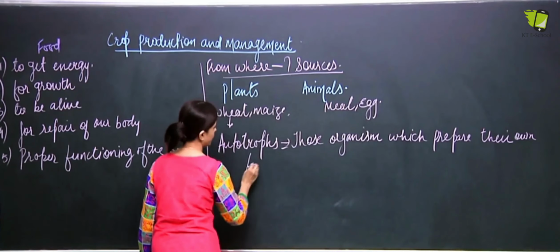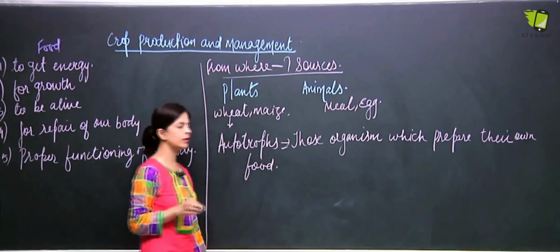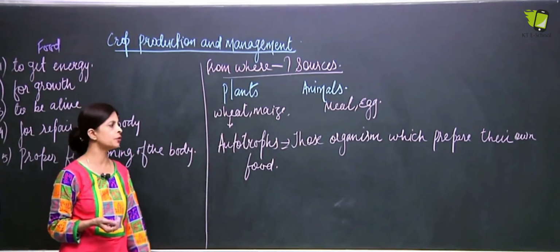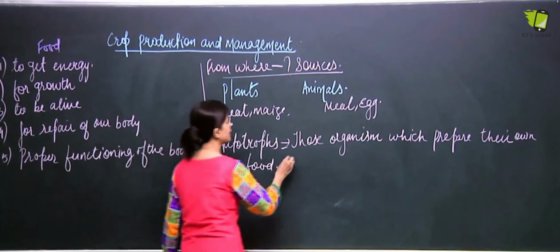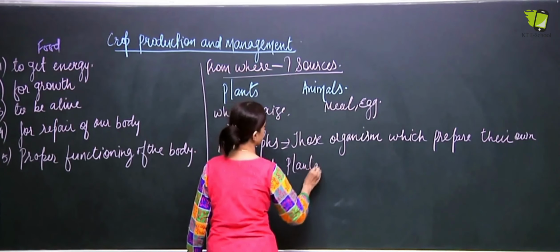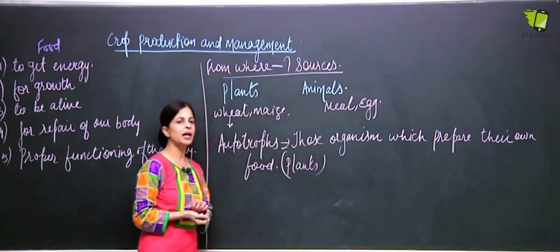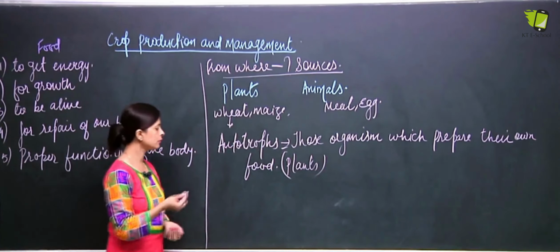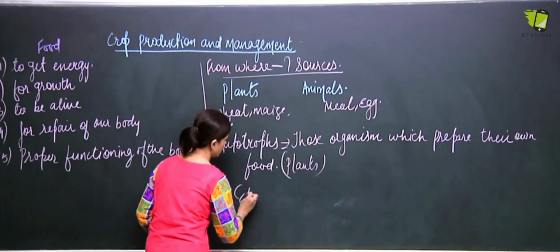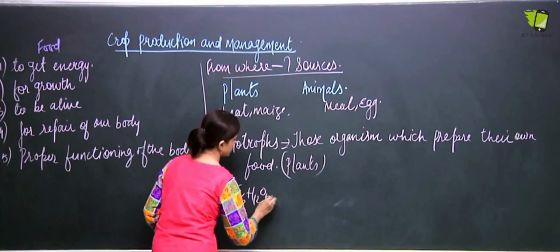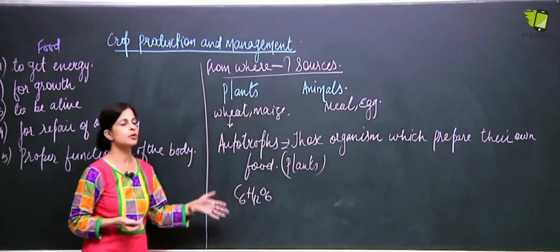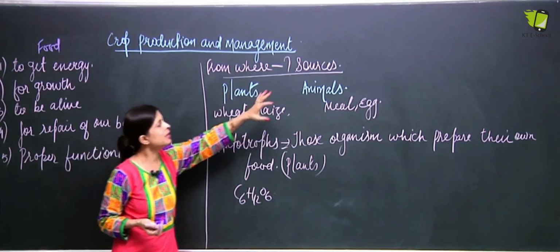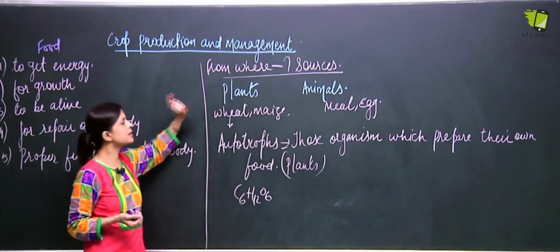Okay, so those organisms which prepare their own food are known as what? Autotrophs. And in this, the example is only plants. Only plants follow the autotrophic mode of nutrition, and they form glucose.